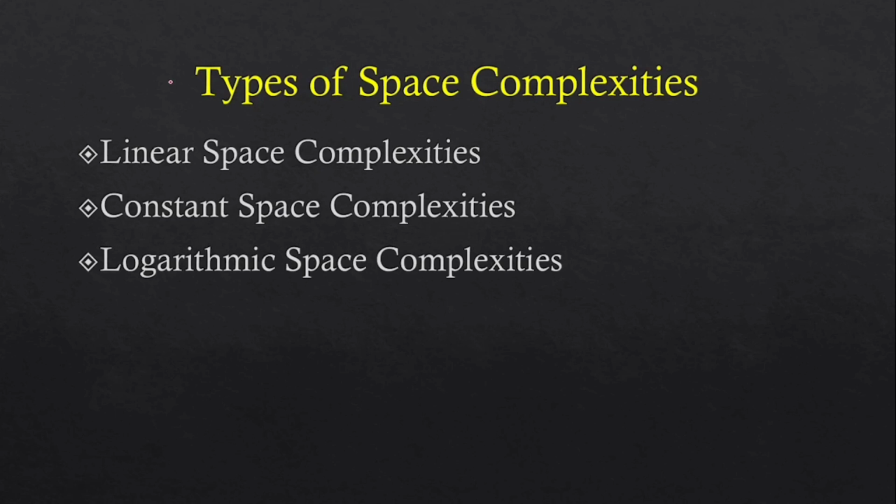Types of space complexity: linear space complexity, constant space complexity, logarithmic space complexity. As I already told, in the time complexity scale, this is not all the types of time complexity. There are other time complexities also. In the same way, in space complexity, there are other types of space complexities also. But I just mentioned some examples like linear, constant, logarithmic. Okay, I think it's clear.